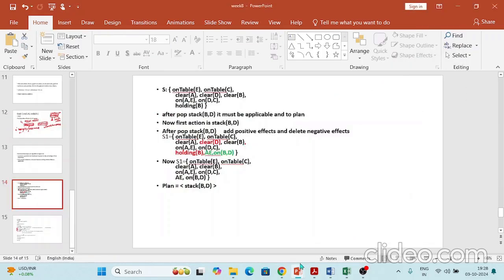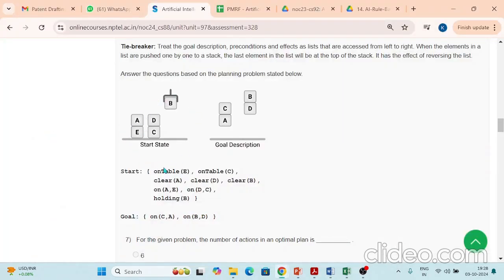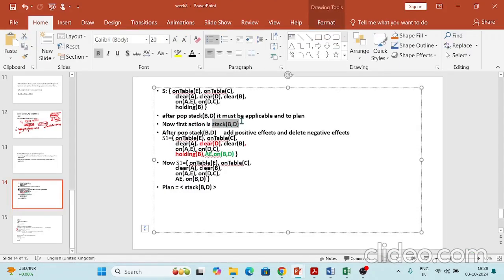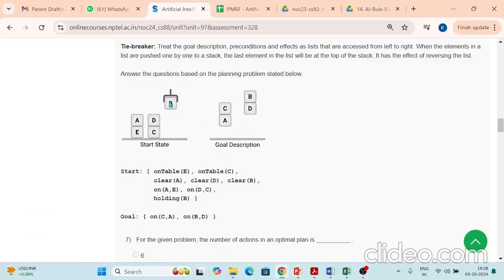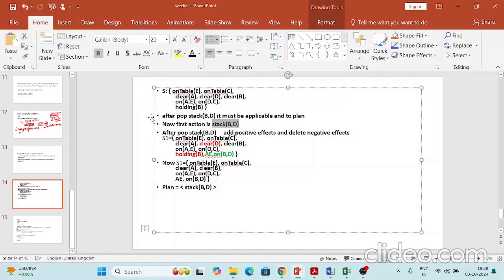If you see, this is our start state. Now what is the action? First action, stack B comma D. That is the first action, meaning that we're keeping B on the D. So B is coming and placing on the D. That is the first action we're performing. So we are coming backward from the goal, but the first action added to the plan is stack BD. So the plan becomes stack BD.